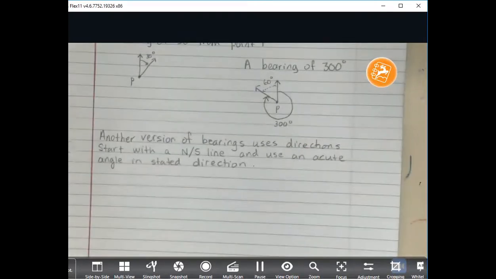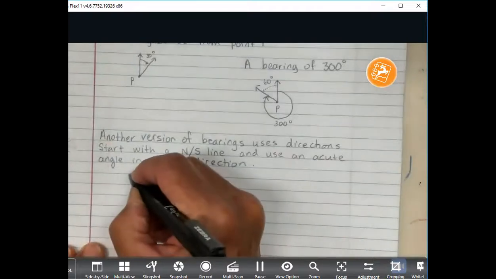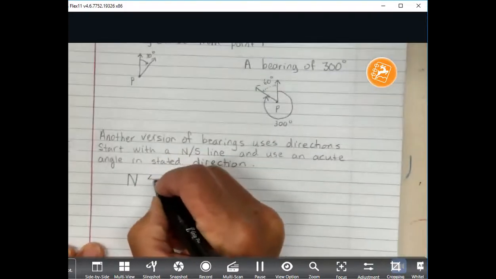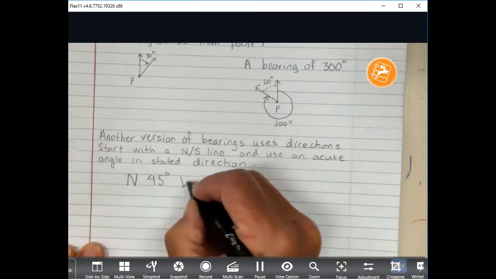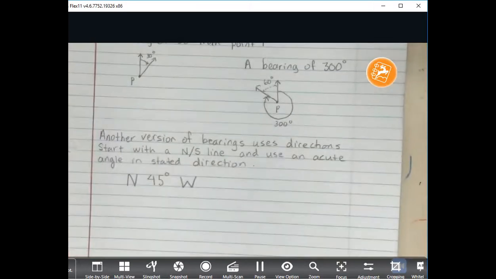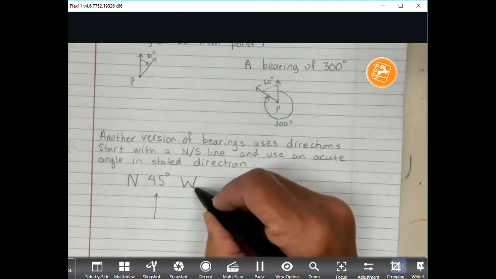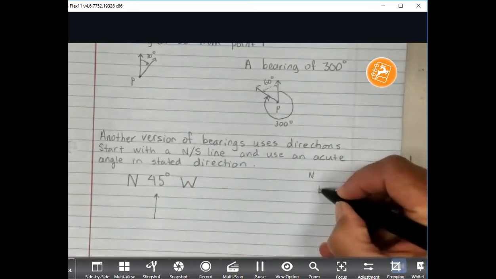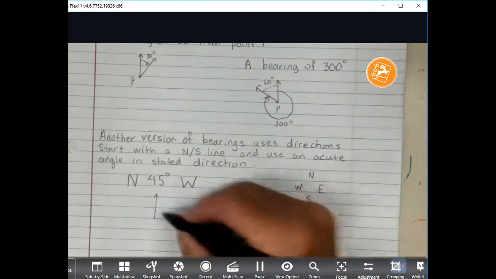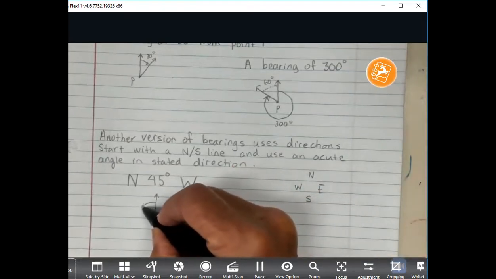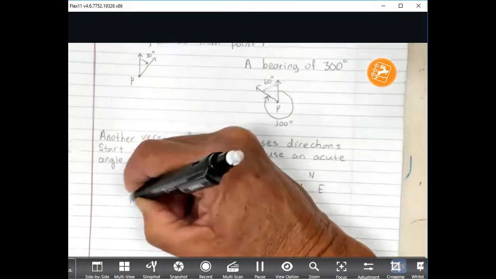So for instance, if you have something described as a bearing of north 45 degrees west, in this particular example, we start with a north line and draw the acute angle in the direction of west of a measure of 45 degrees. So we're starting with the line pointing this way, and then we head toward the west, right? North, east, south, west. So I'm going to go 45 degrees from that north line in the direction of west.